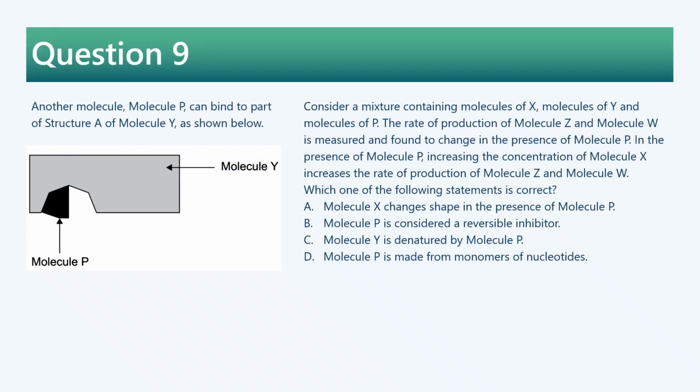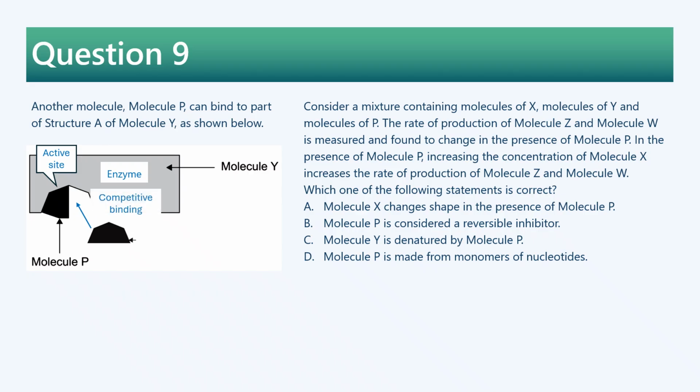Diagram analysis and key concept. Competitive binding. The diagram shows molecule P binding directly to a portion of structure A, the active site, of molecule Y, the enzyme. This directly blocks the substrate, molecule X, from occupying the active site.